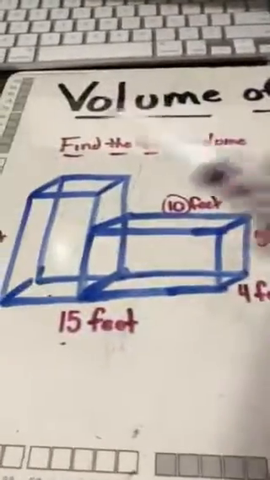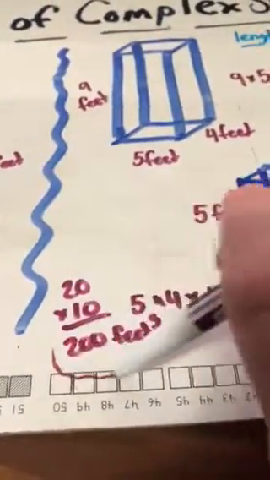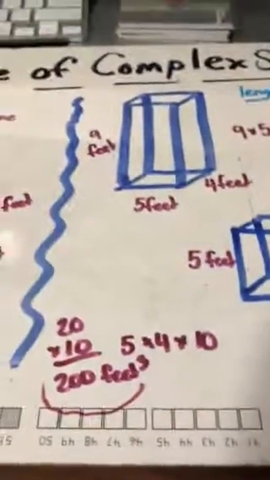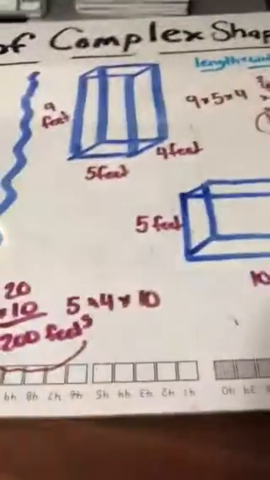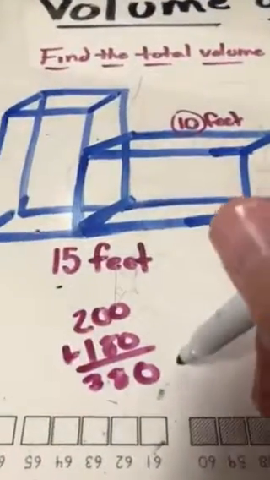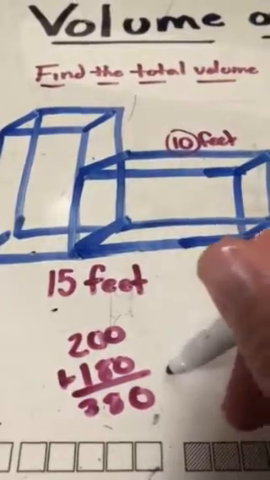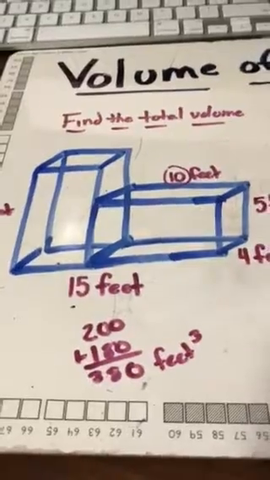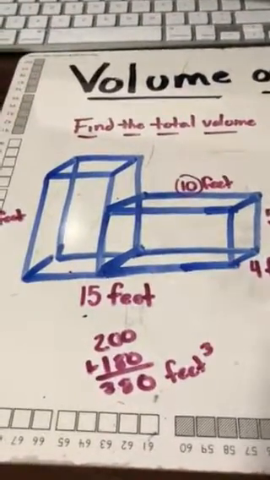Okay, so last step then, because you have two figures and you're trying to figure out the total volume of the shape, your last step then is to actually take these two numbers here, add them together, and that will give you your total complete volume for this shape. So over here, I'm going to take the 200, add it to the 180, and so my final answer then for this would be 380 cubic feet would be my answer. All right, so that is volume of complex shapes.